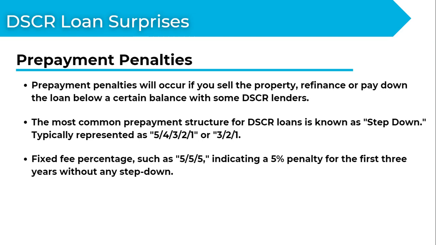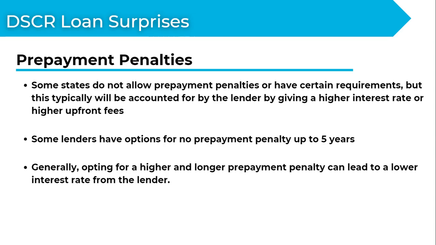Now, there's also a fixed fee percentage, such as 5-5-5, indicating that the 5% penalty is for the first 3 years without any step down. Now, not all states allow a prepayment penalty, or they have certain requirements. But it's typically accounted for by the lender by giving you a higher interest rate or higher upfront fees. So just make sure that you know what's coming as far as prepayment penalties, or if there is no prepayment penalty, what the actual cost may be associated with the rate that you're receiving.